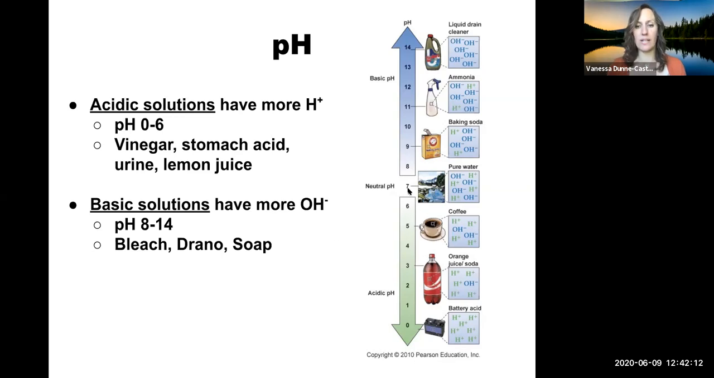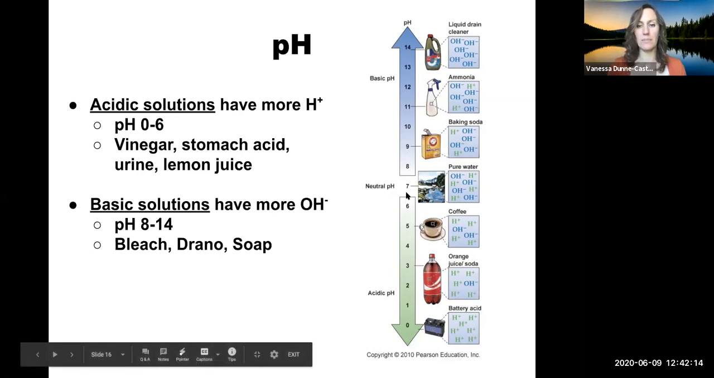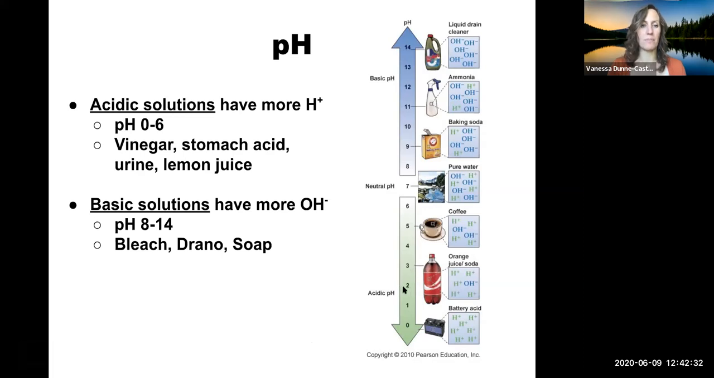So here's the pH scale. Essentially anything below 7 down to 0 would be acidic. And the lower you get on the scale, the more acidic it becomes, and the more acidic something is, the more reactive it is too. Battery acid would be down at a pH of 0. Orange juice and even soda is around a pH of 3. Your stomach is around a pH of 2.